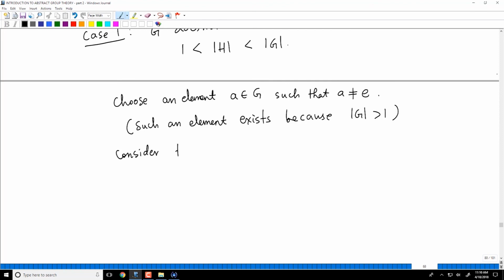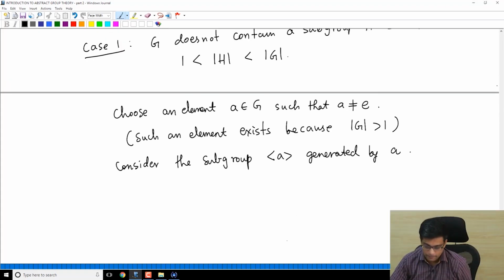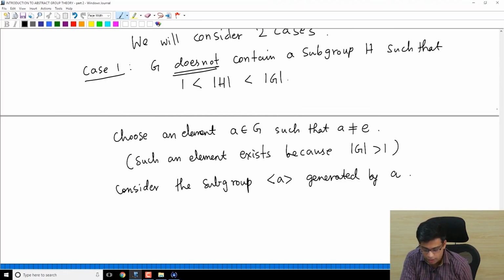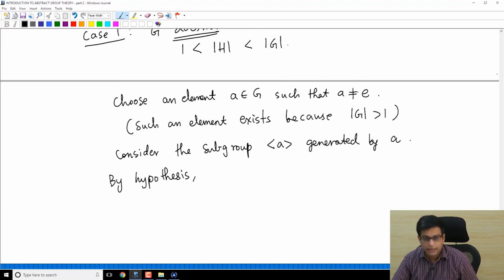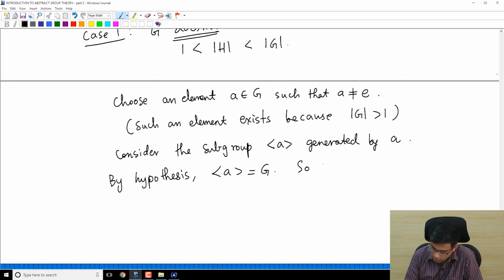Consider the subgroup generated by A. Now what are we considering in this case? In this case we are assuming that G does not contain a subgroup H which is non-trivial and proper. A is different from E by choice, so the subgroup generated by A cannot be the identity and hence it has to be all of G, because G does not contain any subgroup that is non-trivial and proper. The subgroup generated by A is non-trivial because A is different from E, so it must not be proper, so it is equal to G. In particular G is a cyclic group.